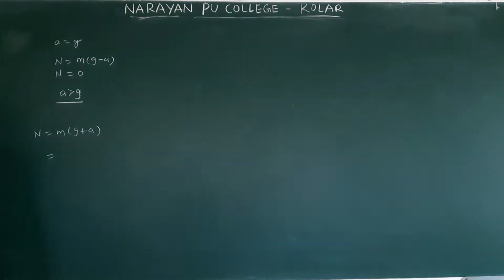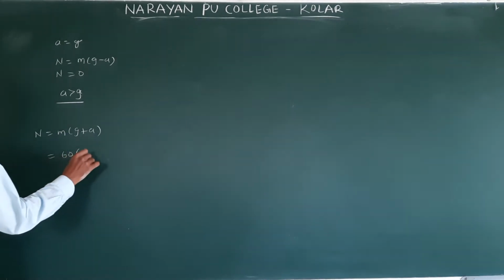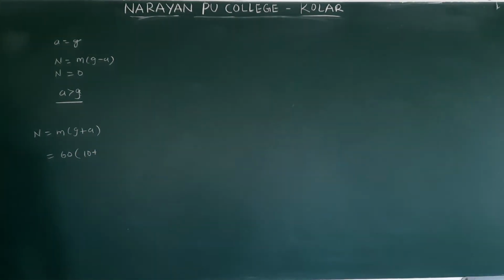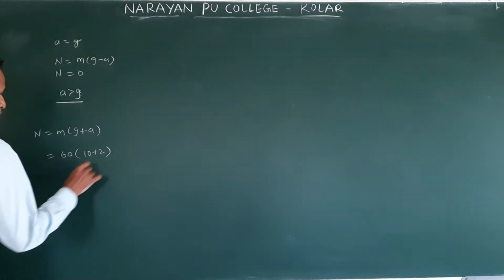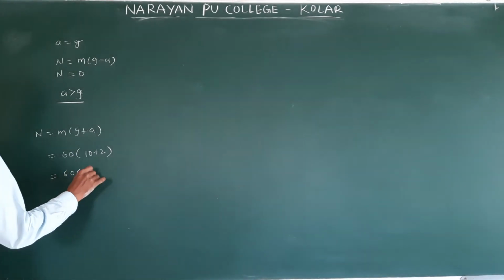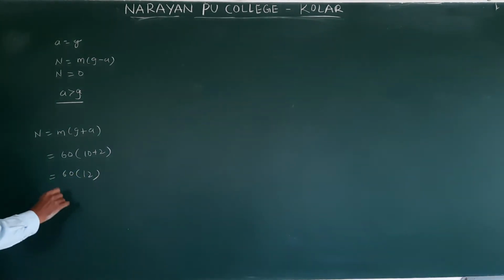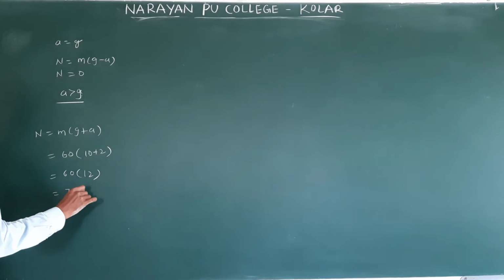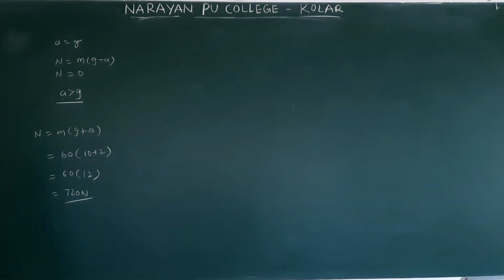What is the mass of the man? 60 kg. What is g value? 10. With what acceleration is it going up? 2. So 60 into 12. It is 720. Clear. Next, second case. A man holds the rope and the box is at rest. Clear. In this case, they did not give any acceleration.